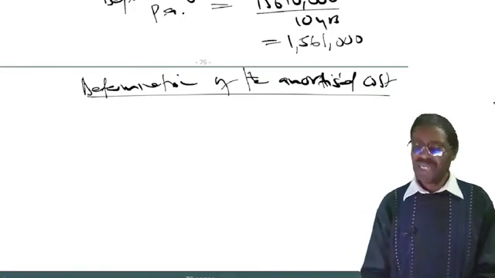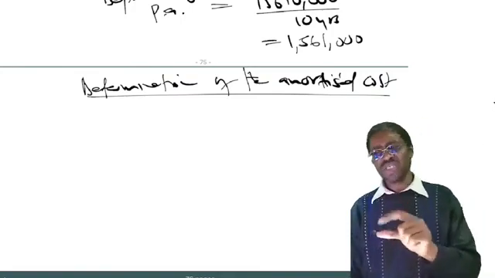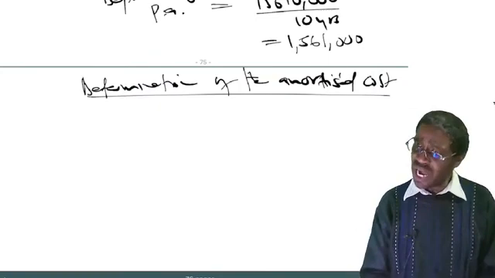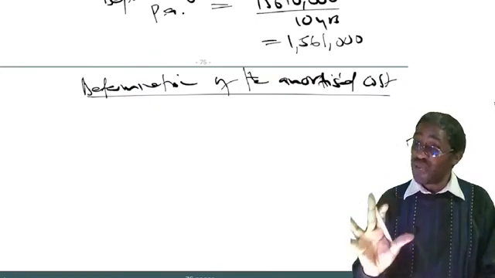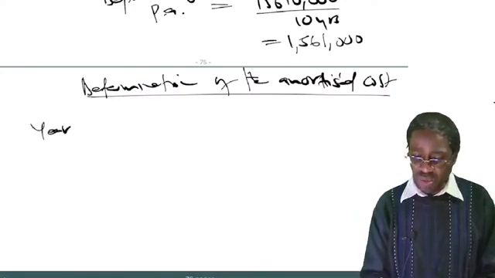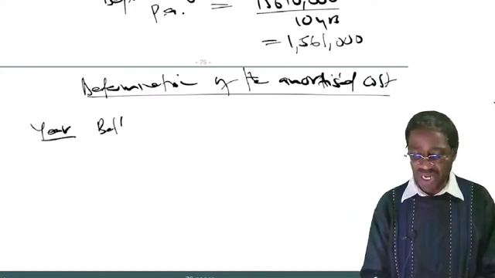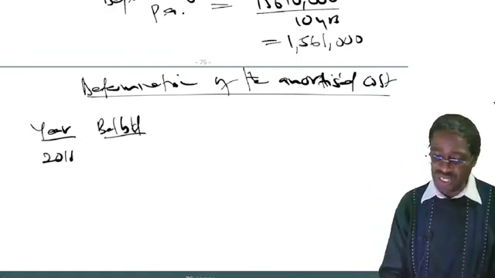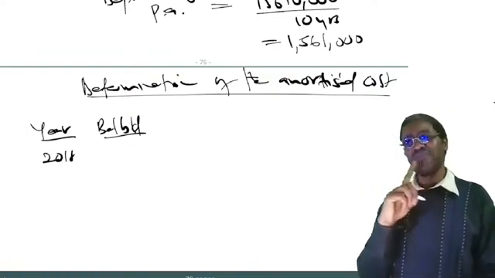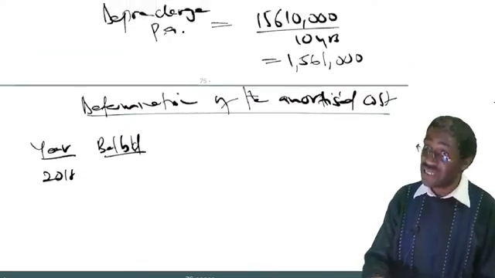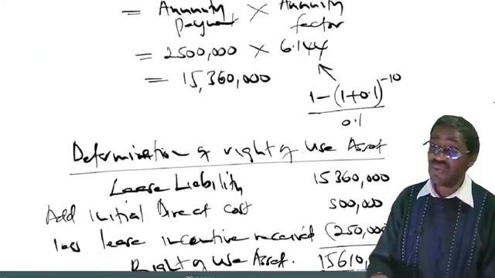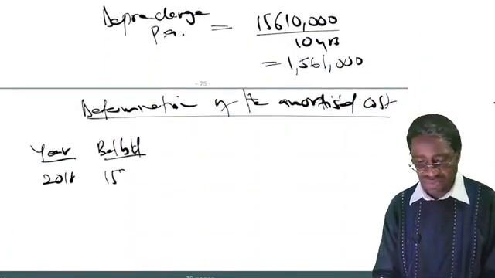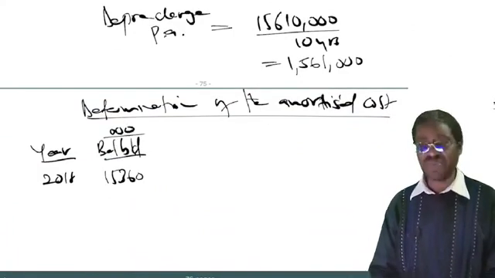Now listen. Let me assume, like our question, that we are paying our installments in arrears. So to get the amortized cost at the end of the year, you prepare an amortization table. You will need a column of the year. Don't write fast. You will need a column of the balance brought down. Our first year was 2018. Our liability by the beginning of that year, we have calculated it. The lease liability was 15,360. Let me put the figures in thousands so that my table doesn't become long.